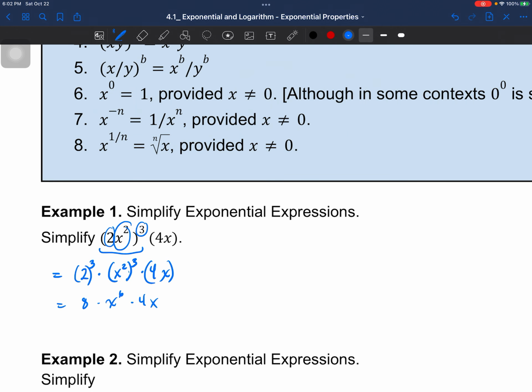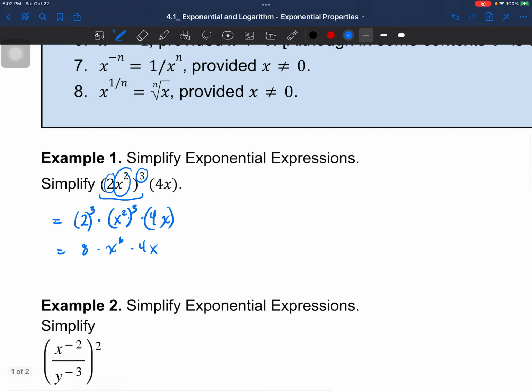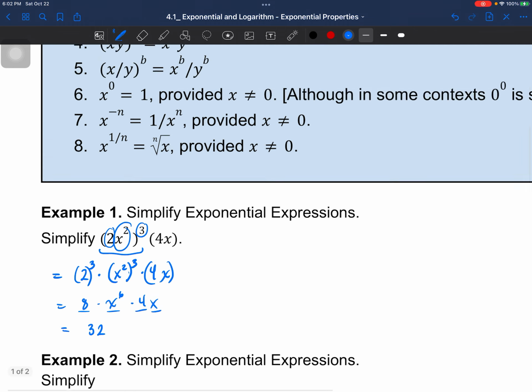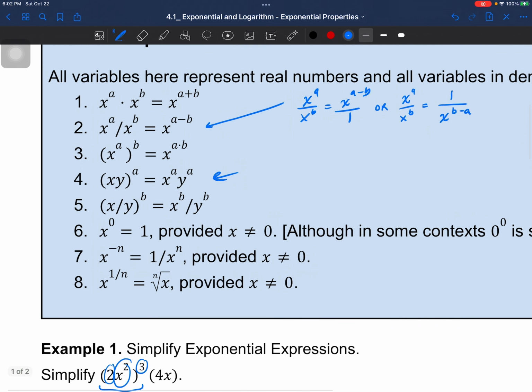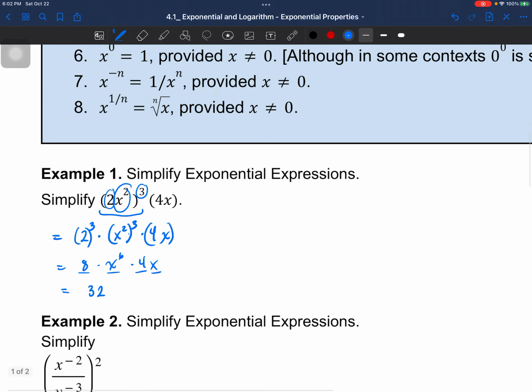Remember what happens here when you have a power raised to a power. We have this case where you multiply the powers. So this will be x to the 6 times 4x. And then when you multiply, remember we multiply the coefficients with the coefficients. That gives us 4 times 8 is 32.